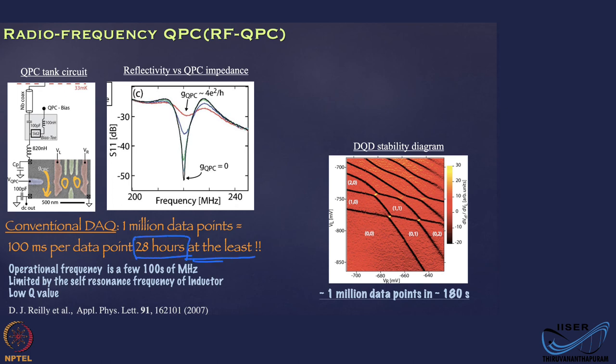But the same amount of data, same information, you are able to capture in a fraction of that time, many orders smaller, in 180 seconds, about 3 minutes. 28 hours versus 3 minutes. So this is a huge technological advancement, especially for this kind of measurement where you need to carry out sensitive measurements, and the more time you spend, the more noise and other kinds of issues you can have. So it's important that you finish this measurement much, much faster to go to your point of interest. So this technology here is showing that you can get the same data in a much, much lower duration.